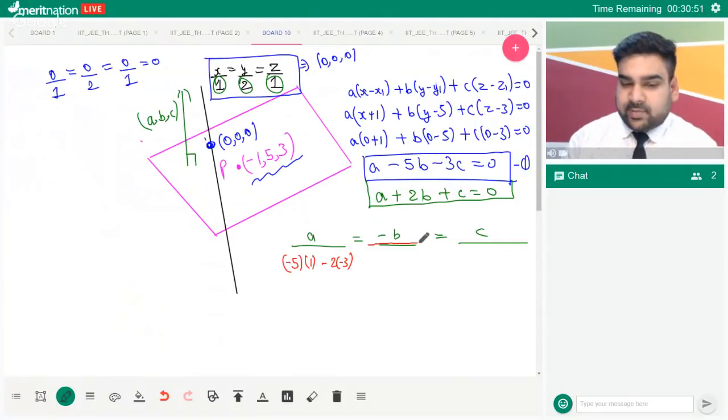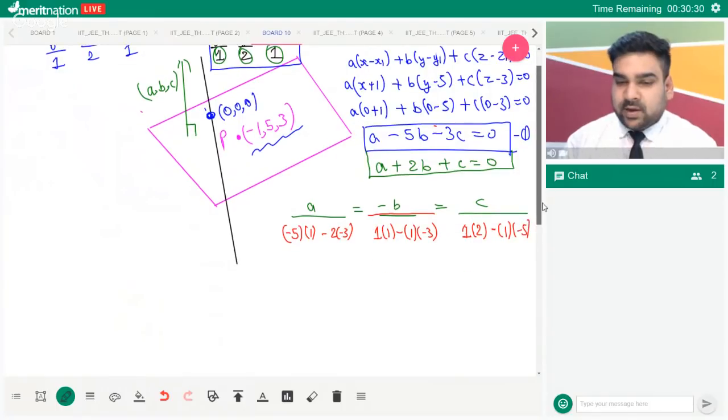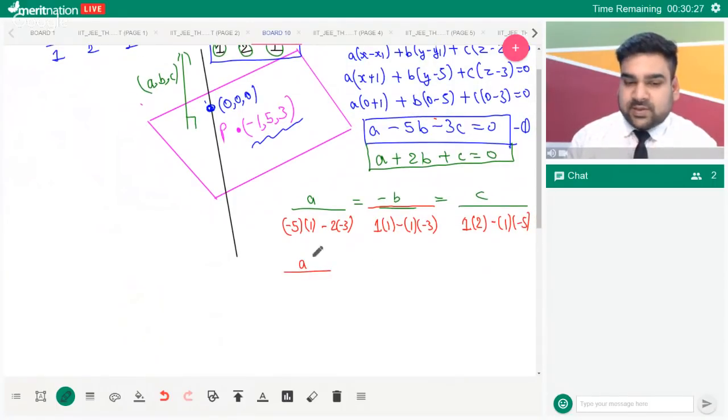When I'm writing the denominator of b, I'll hide this column. So now it will be 1 into 1 minus 1 into -3. And when I'm writing the denominator of c, I'll hide this column. So 1 into 2 minus 1 into -5. From this you will get a over -5 plus 6, that will be equal to 1, that's equal to minus b over 1 plus 3, 4, that's equal to c over 2 plus 5, 7.